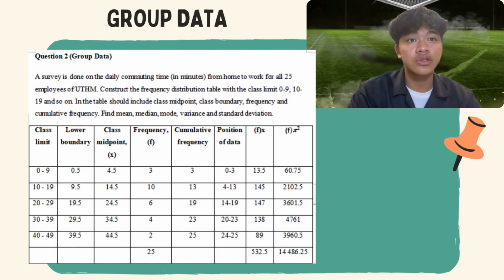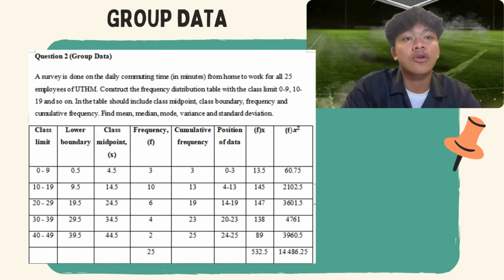That's all. For question 2, which is the group data, a survey is done on the daily commuting time, in minutes, from home to work for all 25 employees of UTHM. Construct the frequency distribution table with the class limit 0 to 9, 10 to 19, and so on. The table should include class midpoint, class boundary, frequency, and cumulative frequency. Find mean, median, mode, variance, and standard deviation.